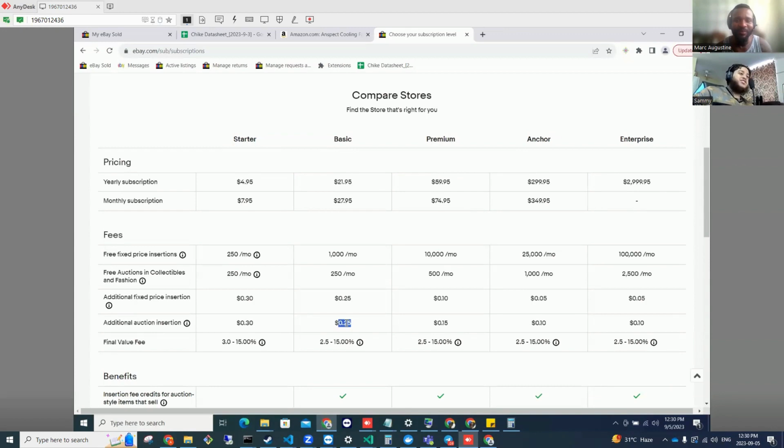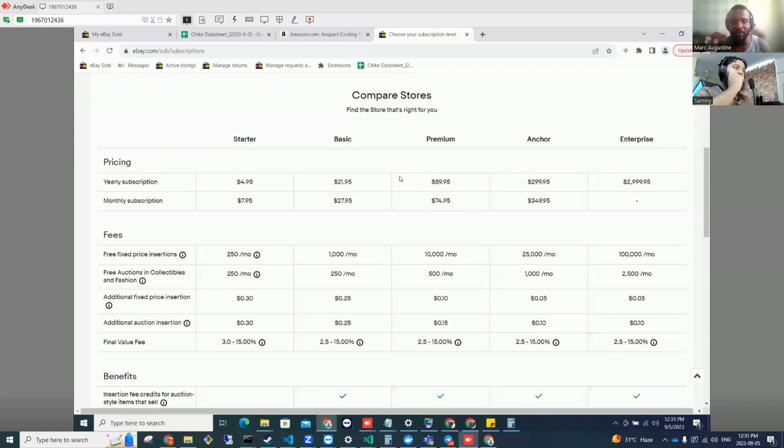Okay, just to clarify, Mark, do you want to speak about the stores really quickly? I feel like not everybody understands the store. There are 5 different options of stores that eBay allows you to pay for. A lot of you who are starting off may want to go the cheapest route and choose no store or a starter package.